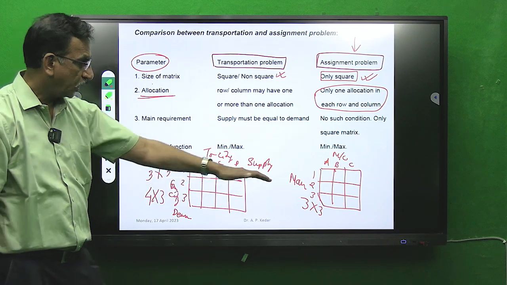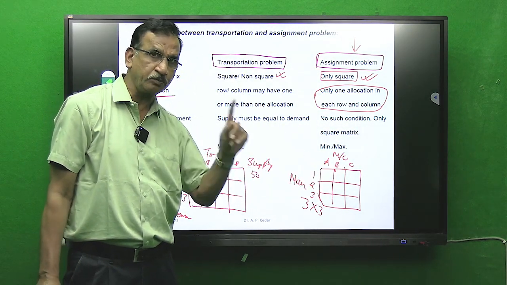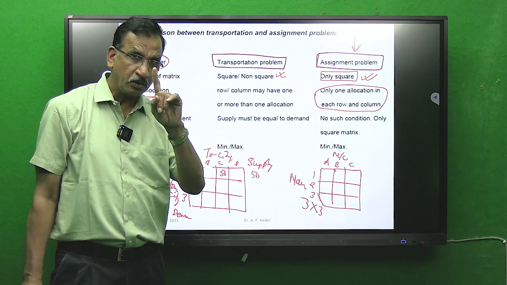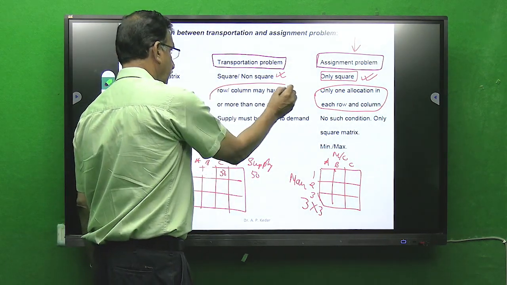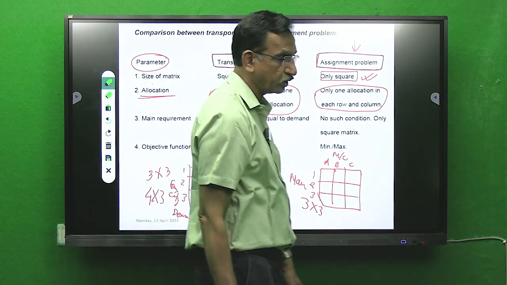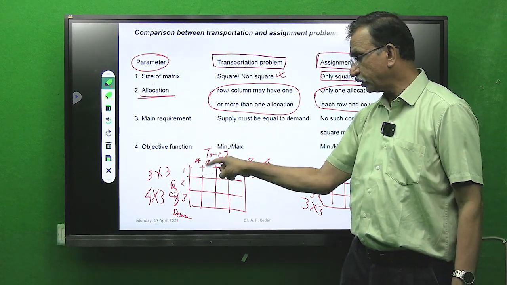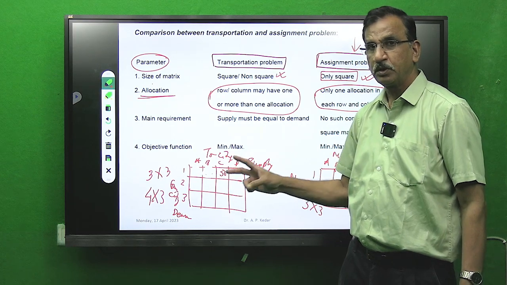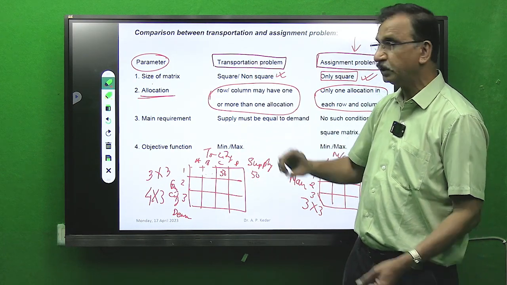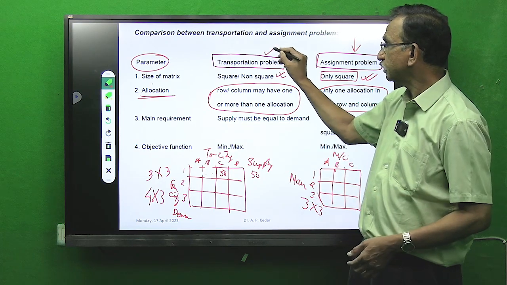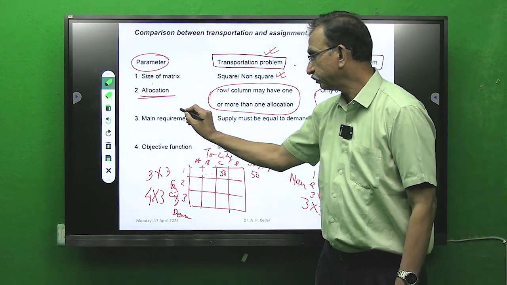So here, as we have seen, the condition is only one in each row and column. You will be having only one allocation. Here, as written, each row and column may have more than one allocation. In the earlier two examples, I have shown more than one allocation. So that is possible only in the transportation problem. Got it?